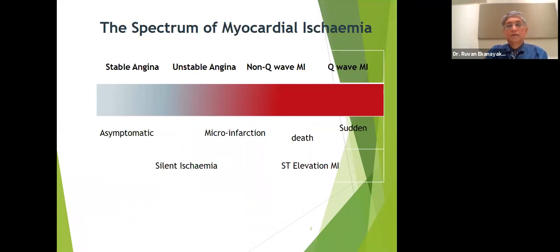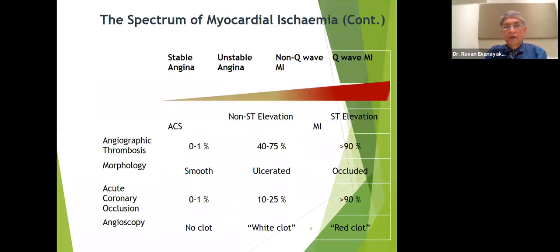We start with the spectrum of myocardial ischemia, and we have a whole host of diseases of myocardial ischemia, from stable angina to sudden cardiac death. Now, if you exclude stable angina, all the other syndromes that are listed in this slide are classified under acute coronary syndrome. Now, the spectrum of myocardial ischemia, if you consider the angioscopy findings, please see the last line.